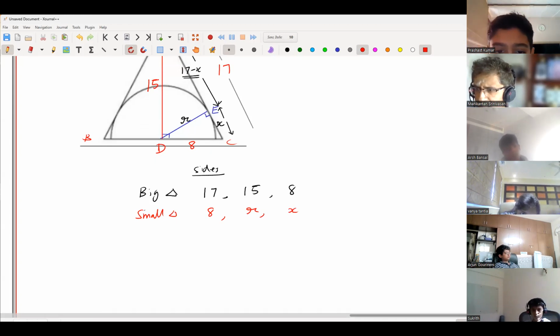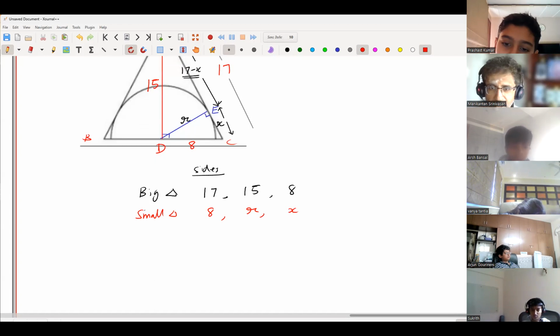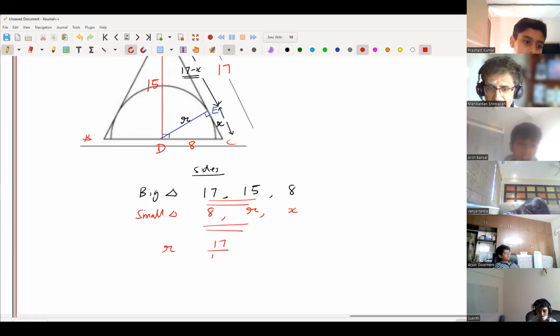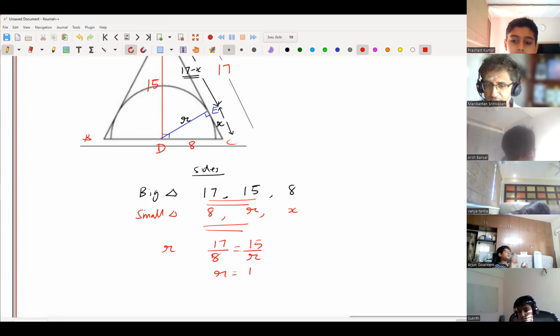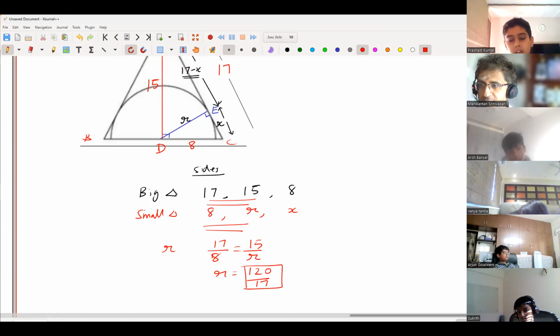Are you guys with me so far? Anyone, Akshar, you're with me? Yes, sir. Okay. Now, all we have to find is R, and it's very quick using ratios. So we're saying 17 upon 8 should match 15 upon R. Bas matter khatam. You just cross multiply. So 17R equals 15 into 8. Therefore, R becomes 120 by 17. Very, very quick. Thanks for suggesting this, Prashast.